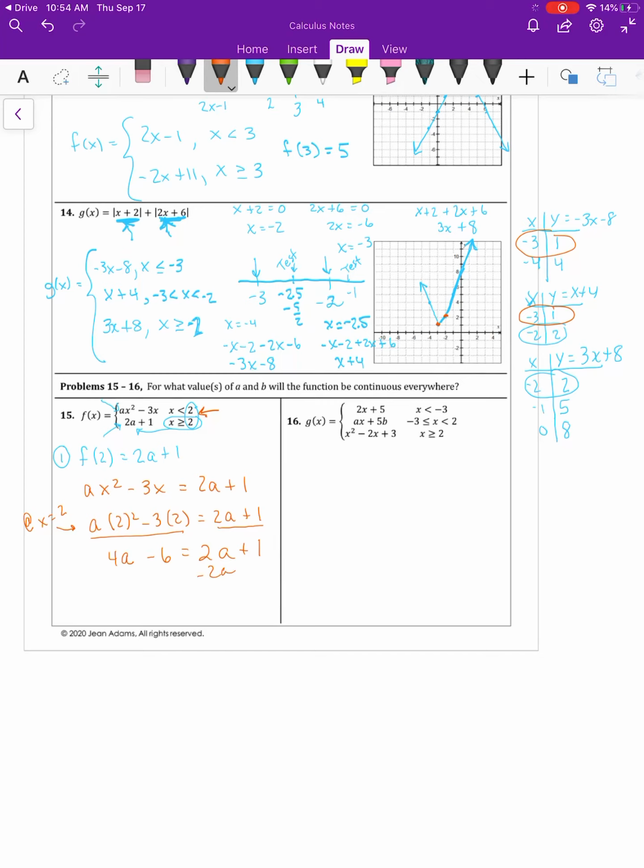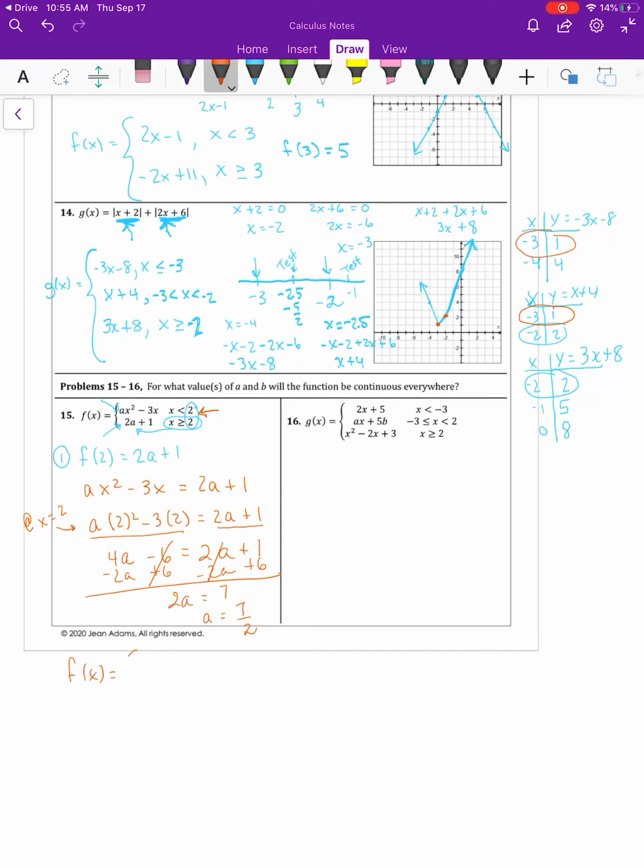So now I can subtract 2a from both sides, and I can add 6 to both sides, because that gets rid of the a's from that side. It gets rid of the numbers from that side. And it gives me 2a equals 7. So if my a is 7/2, this function will be continuous.